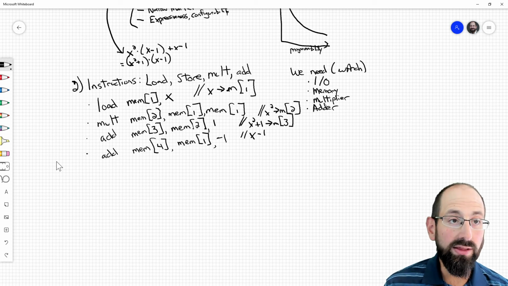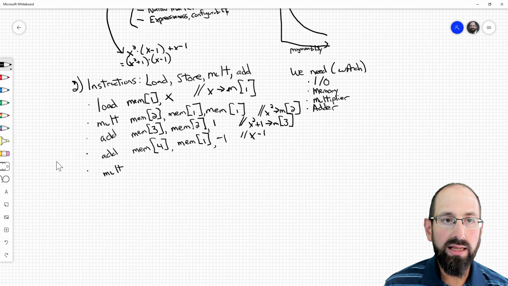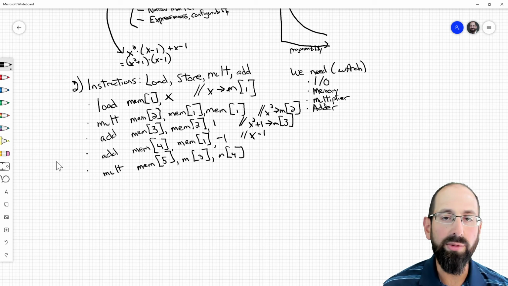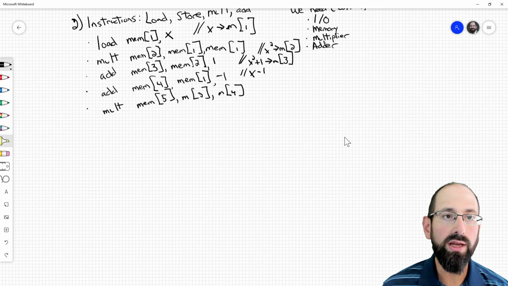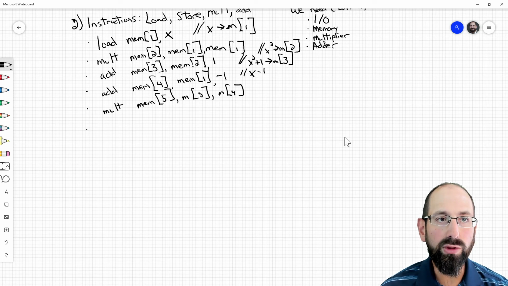Now we need to multiply those two temporary values that we've created. So now we're using the mult instruction again. Let's put that in mem of 5. And that's now mem of 3 times mem of 4. I won't even put the comment there. I think it's self-evident now. We've calculated x squared plus 1 times x minus 1. We're not quite done, right? We've calculated what we wanted to calculate, but now we need to store the result back out into y, that value of mem of 5.